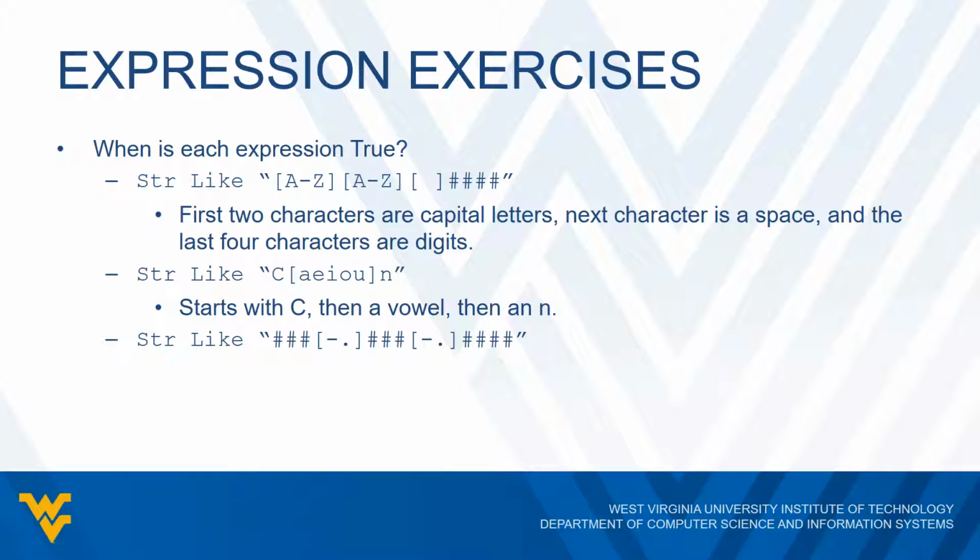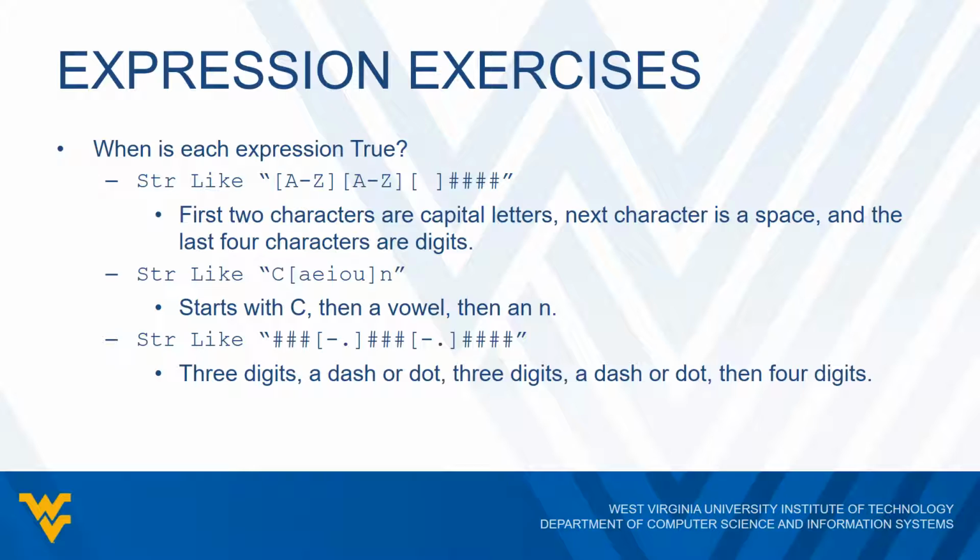So we're saying here that for this to evaluate to true, our string has to be 3 digits, and then a dash or a dot, 3 more digits, another dash or a dot, and then 4 more digits. So it looks like pretty much a phone number is what we're talking about here. We can use either dashes or dots.